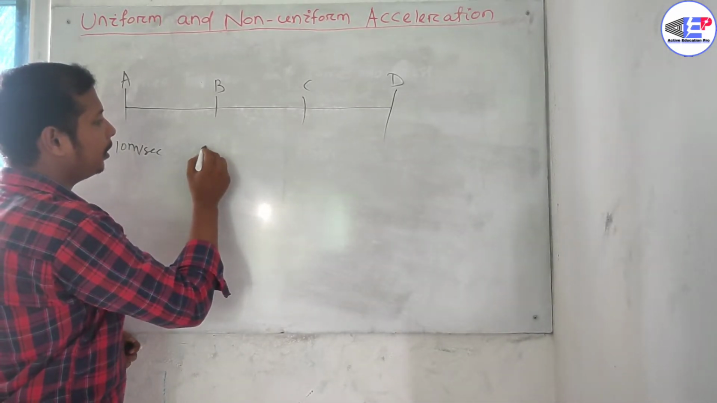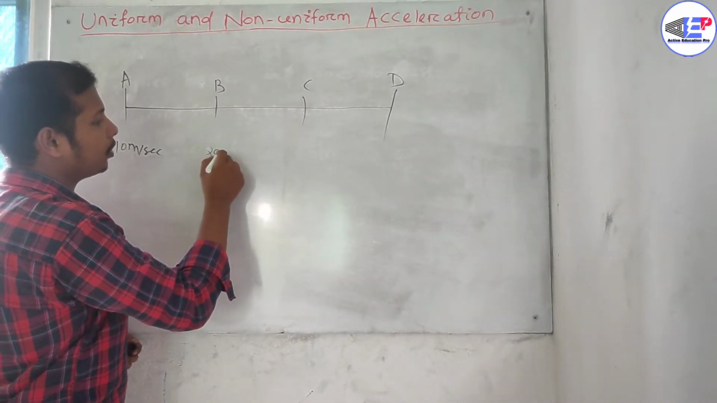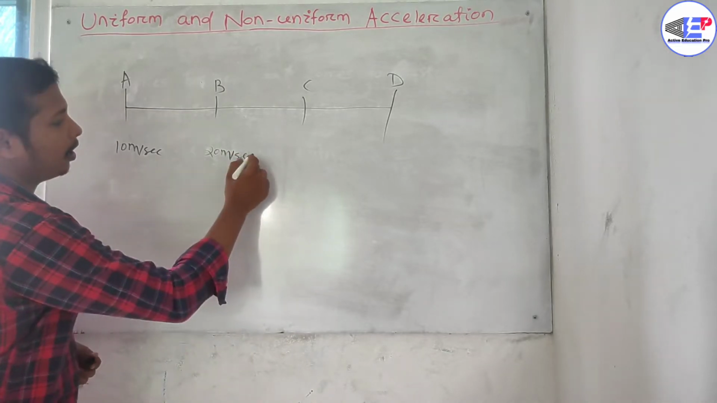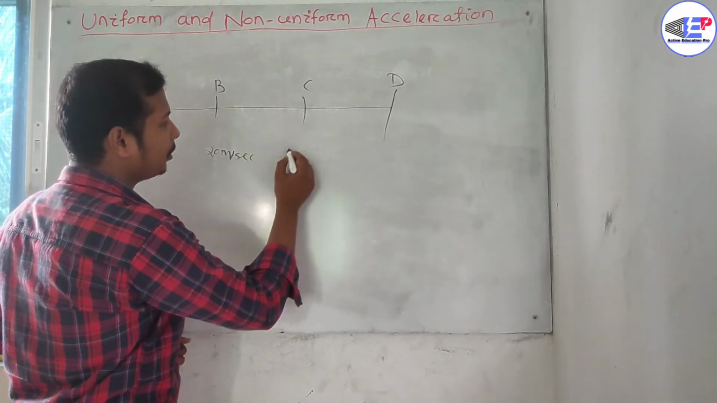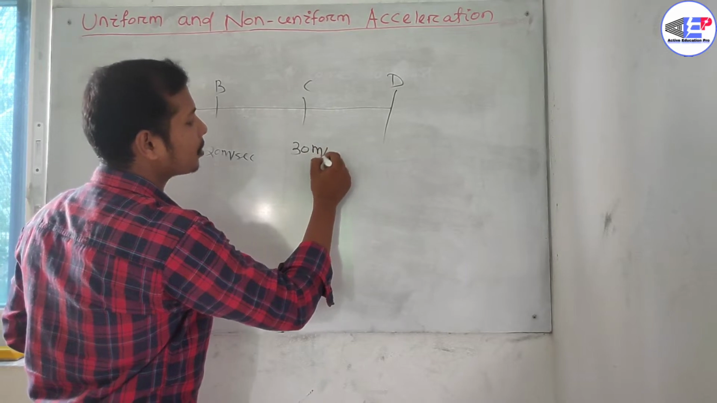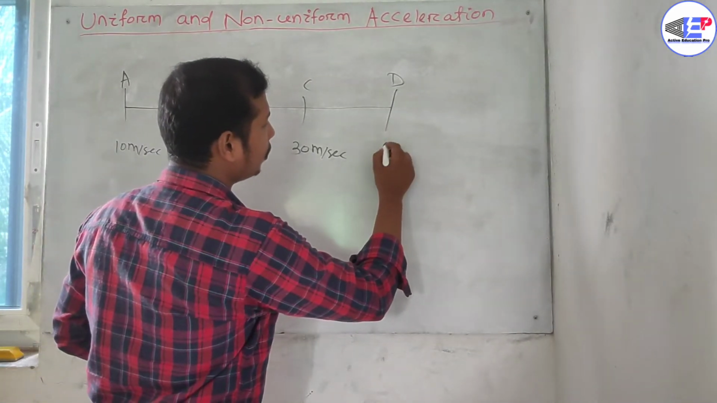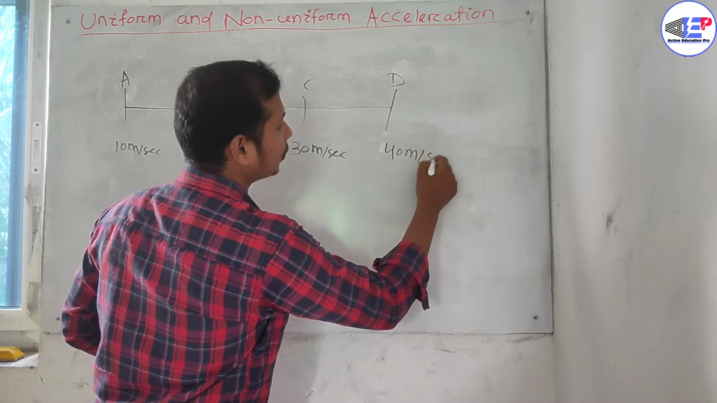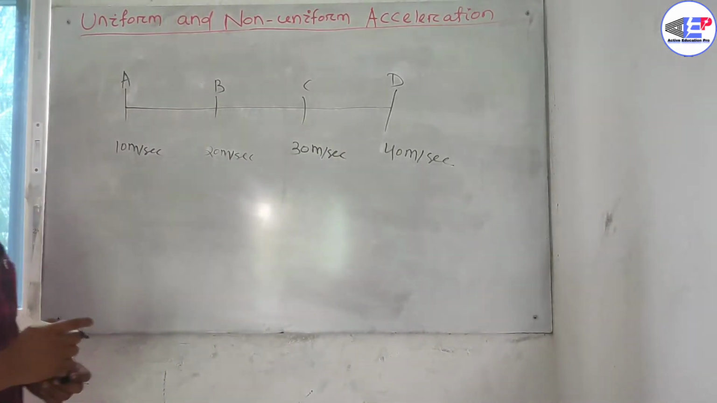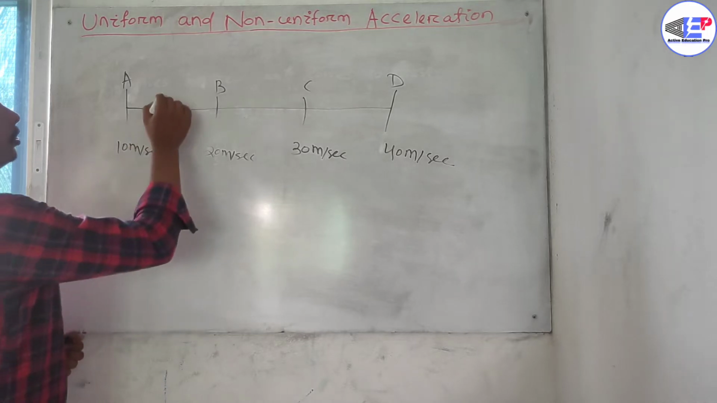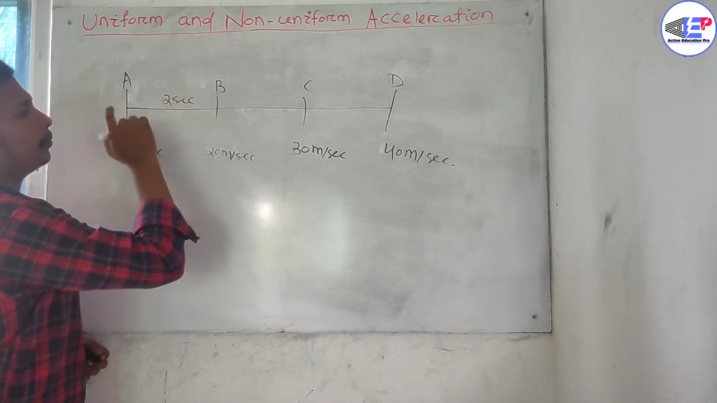At position B, its velocity is 20 meter per second. At point C, its velocity is 30 meter per second, and at point D, its velocity is 40 meter per second. Let it take equal amounts of time, that is 2 seconds, in every part.